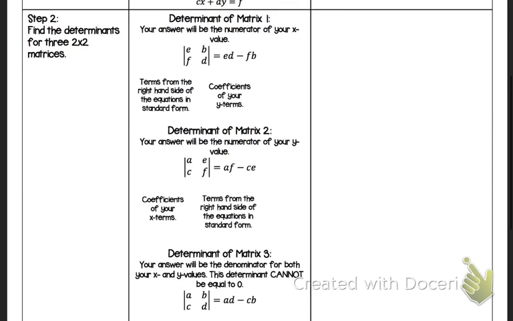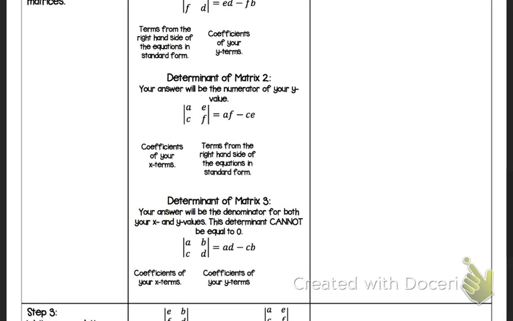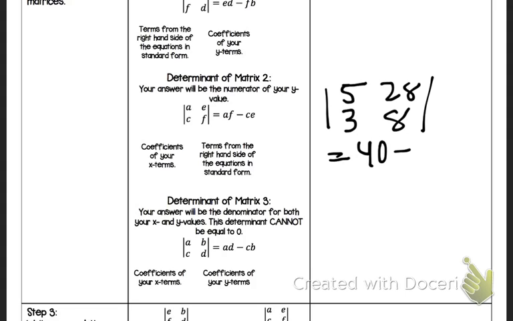Okay, then I need to scroll down. And then the next one, we need to find your y matrix. So we're replacing your y coefficients with the 28 and the 8. So we get 5 and 3 for your x's, because we're leaving those alone, and then we replace the y's with 28 and 8. Okay, we find the determinant, so 5 times 8 is 40, 3 times 28 is 84. 40 minus 84 is negative 44.